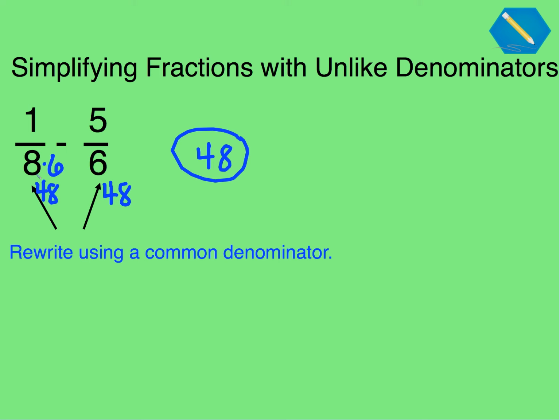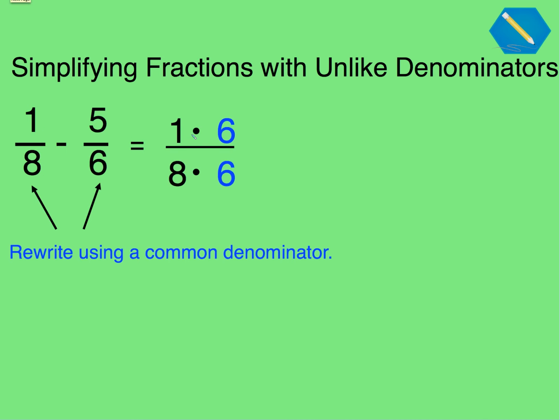But remember, to keep this fraction equivalent, whatever we do in the denominator, we've got to do the same thing in the numerator. So since I multiplied by 6 in the denominator, I'll multiply by 6 in the numerator. Okay, that's what I did right here. So we have our fraction 1/8. To get this to be 48, I needed to multiply by 6. So I did the same thing in the numerator, multiplied by 6 here.